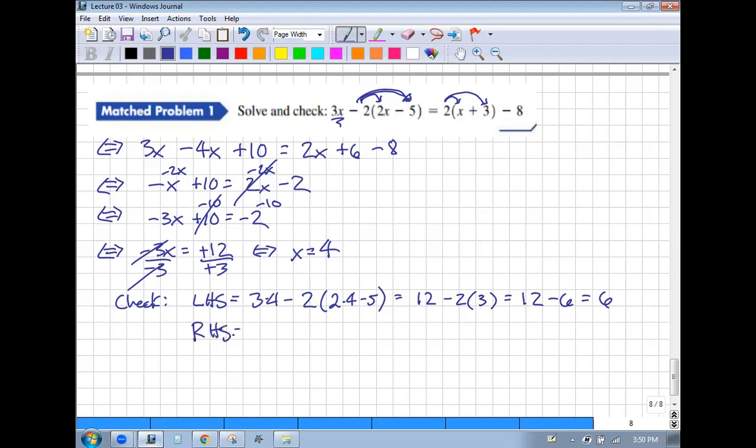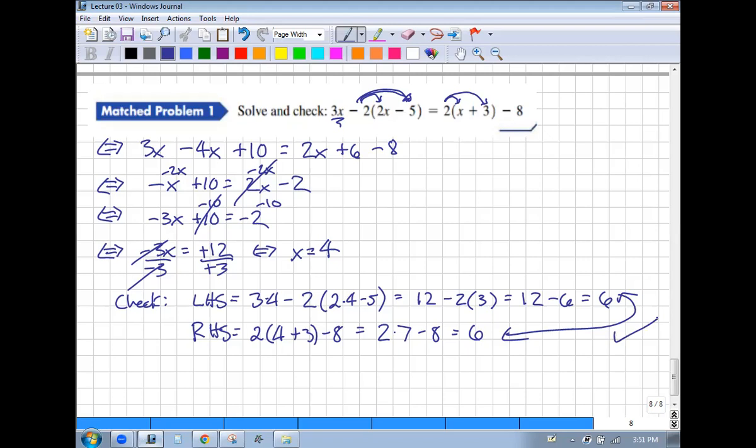Let's look at the right-hand side. And again, we're replacing the x's with 4. So we have 2 times (4 plus 3) minus 8. So 4 plus 3 is 7. 2 times 7 is 14. 14 minus 8 is 6. So the left-hand side equals the right-hand side.